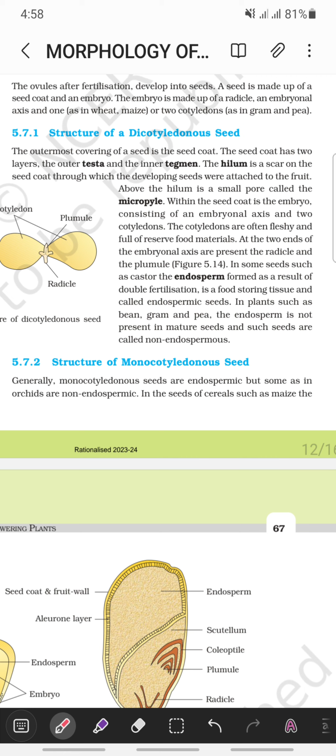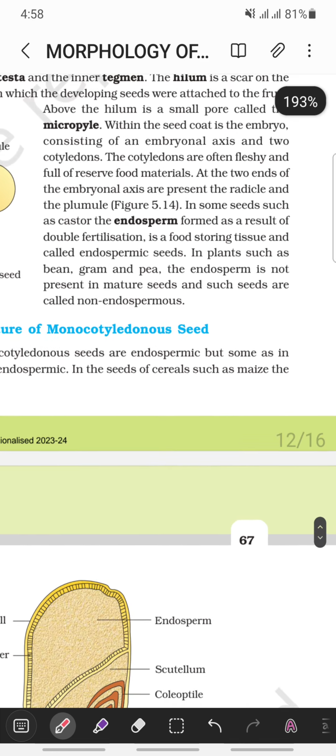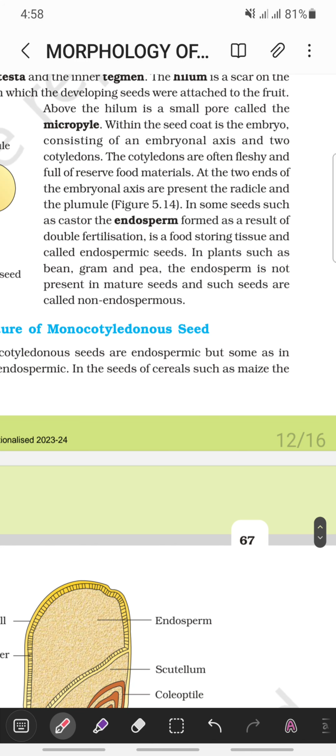The seed coat has two layers, the outer testa and the inner tegmen. The hilum is a scar on the seed coat through which the developing seeds were attached to the fruit. Above the hilum is a small pore called the micropyle. Within the seed coat is the embryo, consisting of an embryonal axis and two cotyledons. The cotyledons are often fleshy and full of reserve materials. At the two ends of the embryonal axis are present the radicle and the plumule, figure 5.14.